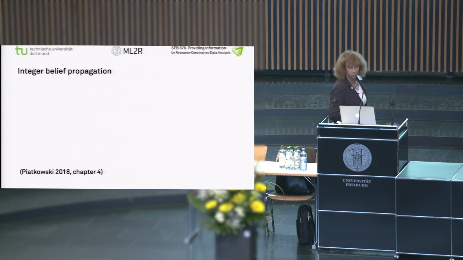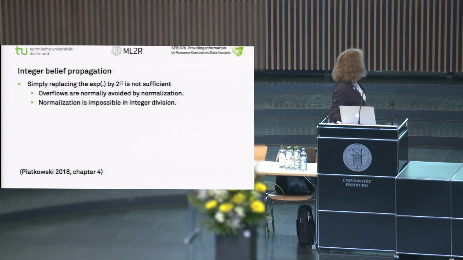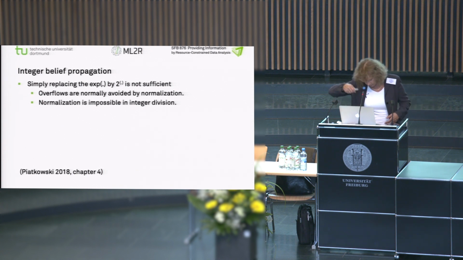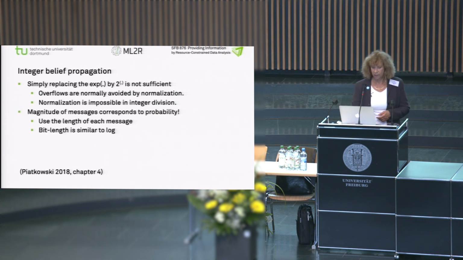And then if we do that, this is of course not sufficient, because it would give you an overflow in the numerical calculation. So just simply reducing the exponential family to the 2 to the power is not sufficient. What you have to do is handle the overflow somehow. You have to do normalization, which is impossible because you divide and you get a real number in integer division.